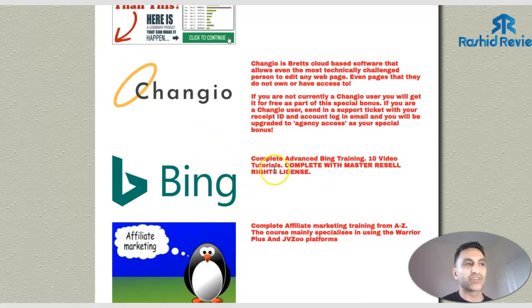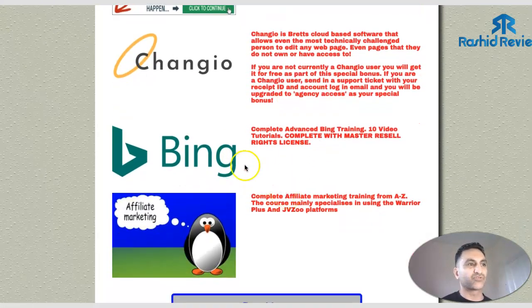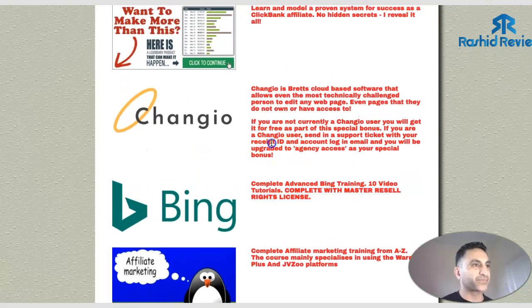The next one is Bing Traffic. I decided to throw this traffic system in there as well. It doesn't talk about Bing in this training, so I put this one in there, and you're also going to get complete master resale rights with this. Okay, so you can sell this as your own product if you wish.